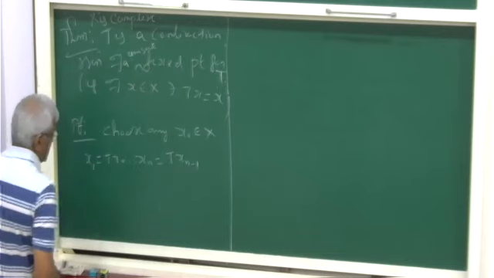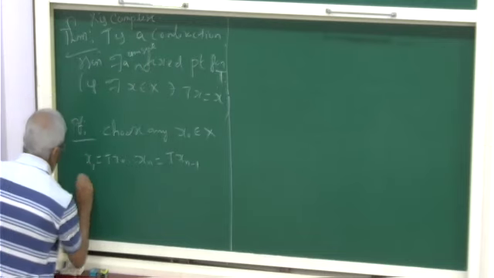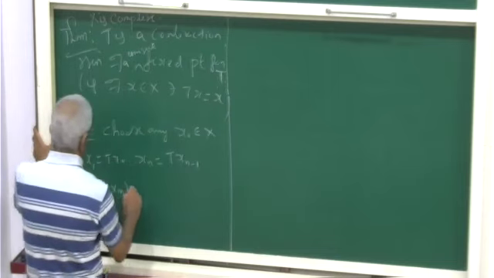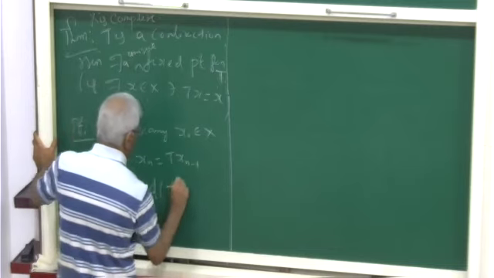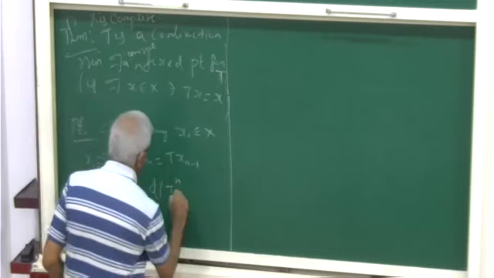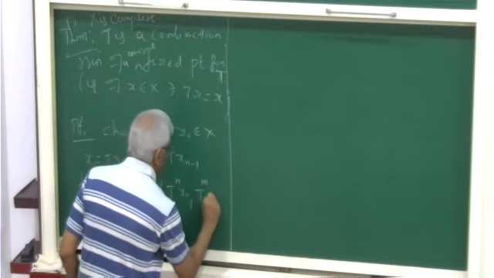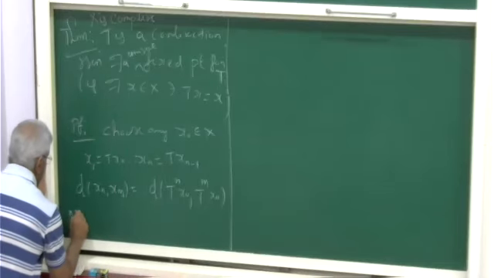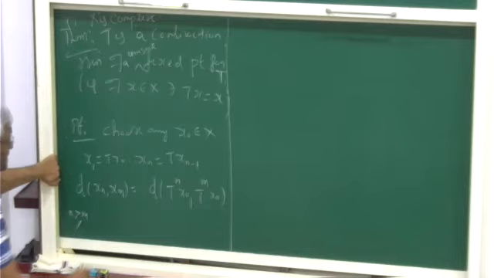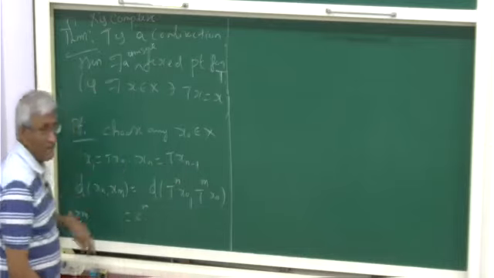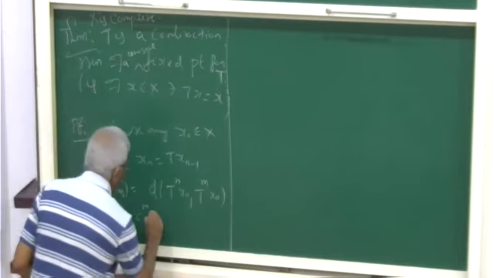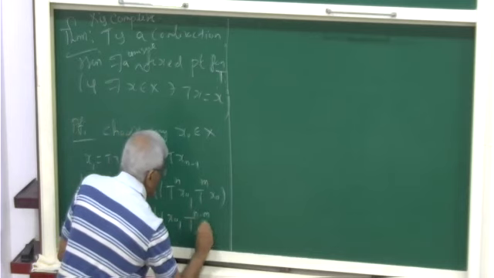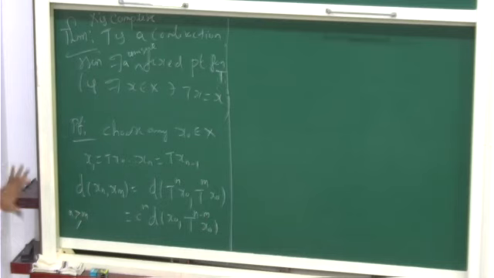To show that this converges, we have to show it is Cauchy. So to show that, we consider d of T power n x naught, T power m x naught. Now T power n means T applied n times. Let's assume n is greater than m. So you can take c power m outside each time. So d of x naught, T power n minus m x naught.